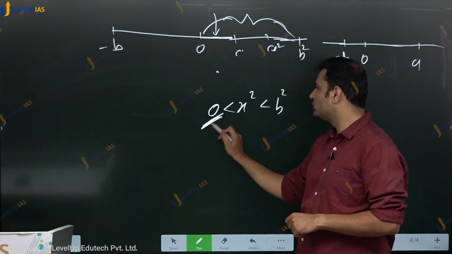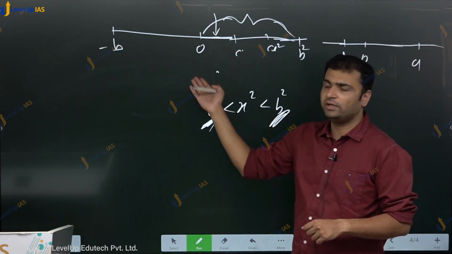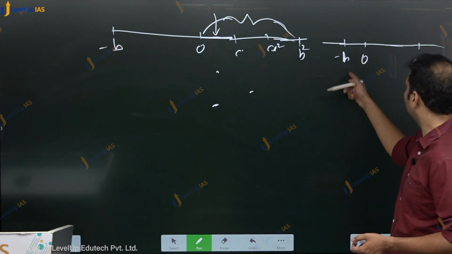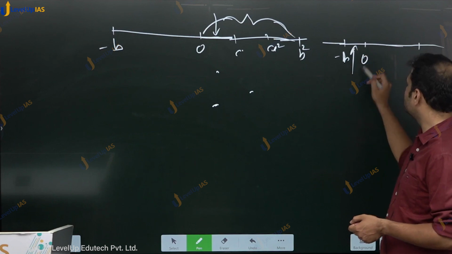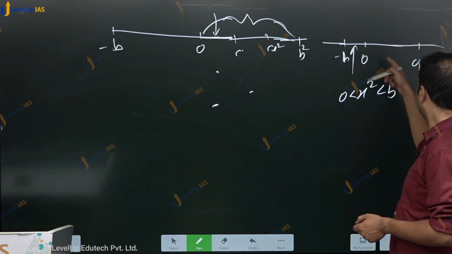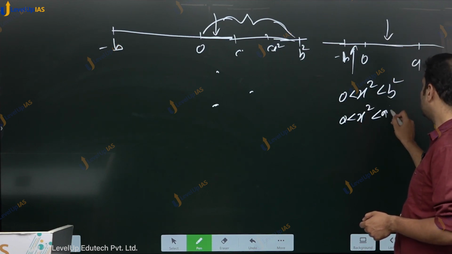The smallest value is 0, the largest value can be b square, because a square is already included in this range 0 to b square. And in this second case, what will happen? Because b is less than a now, so if you take numbers here, we'll have 0 less than x square less than b square, and if you take numbers here, we'll have 0 less than x square less than a square.